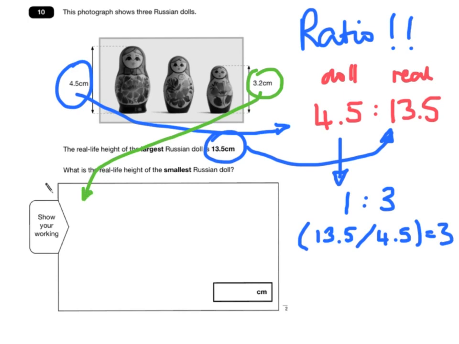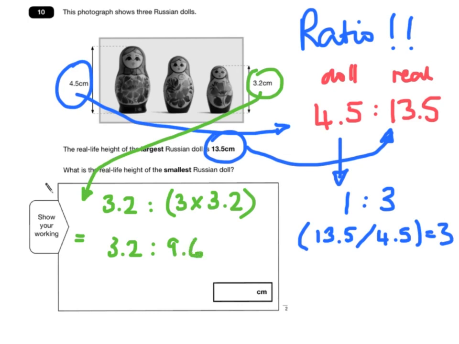Now if we know the ratio of the dolls is 1 in the picture and 3 in real life, then we can take the smallest doll, 3.2, and multiply 3.2 by 3 to find out how tall she will be in real life. So the ratio of the smallest doll will be 3.2 to 9.6, and therefore the answer is 9.6 centimetres.